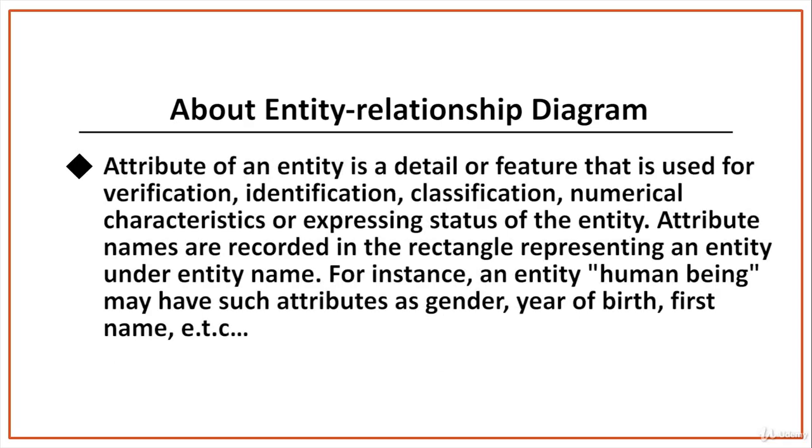An attribute of an entity is a detail or feature that is used for verification, identification, classification, numerical characteristics, or expressing the status of the entity. Attribute names are recorded in the rectangle representing an entity under the entity name. For instance, an entity human being may have such attributes as gender, year of birth, first name, etc.